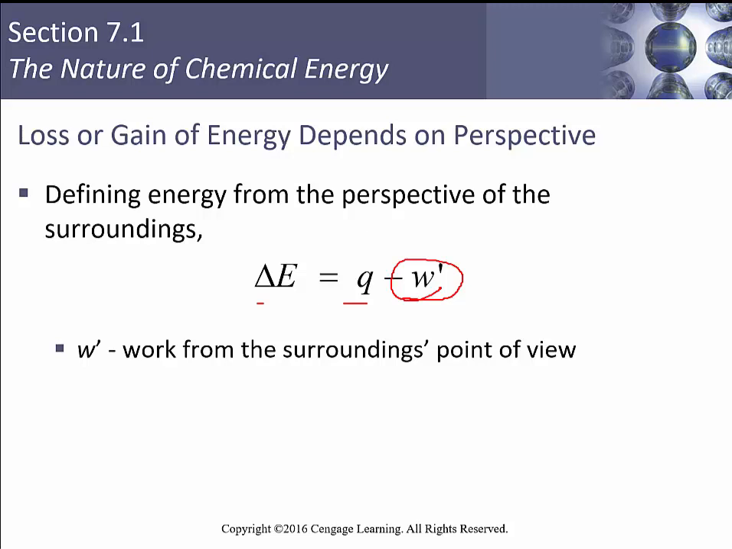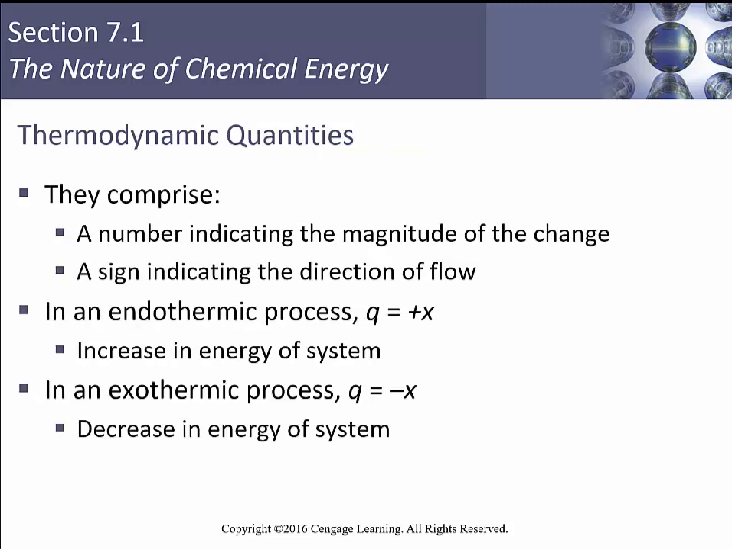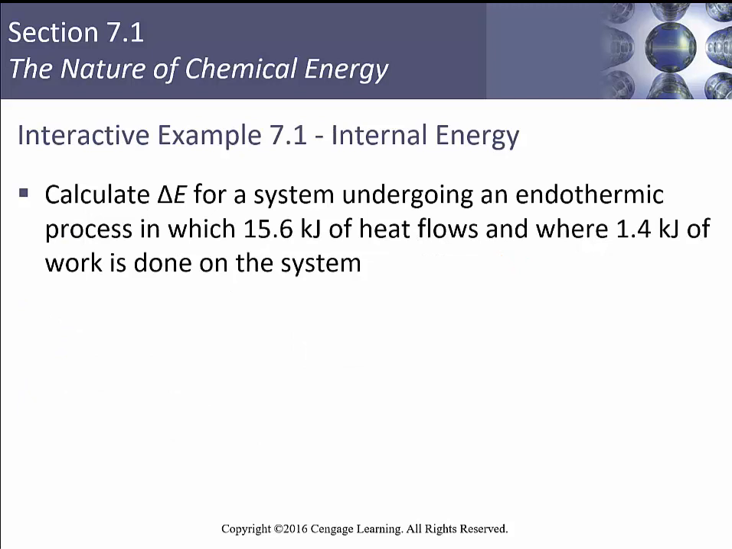They're going to comprise a number indicating the magnitude of change and a sign indicating the direction of flow of energy. In an endothermic process, Q is equal to plus X, increasing the energy of the system. In an exothermic process, Q is going to be equal to minus X, a decrease in the energy of the system. So we can calculate the change in energy for a system undergoing an endothermic process, in which 15.6 kilojoules of heat flows into the system. This is going to give us the magnitude of our heat.